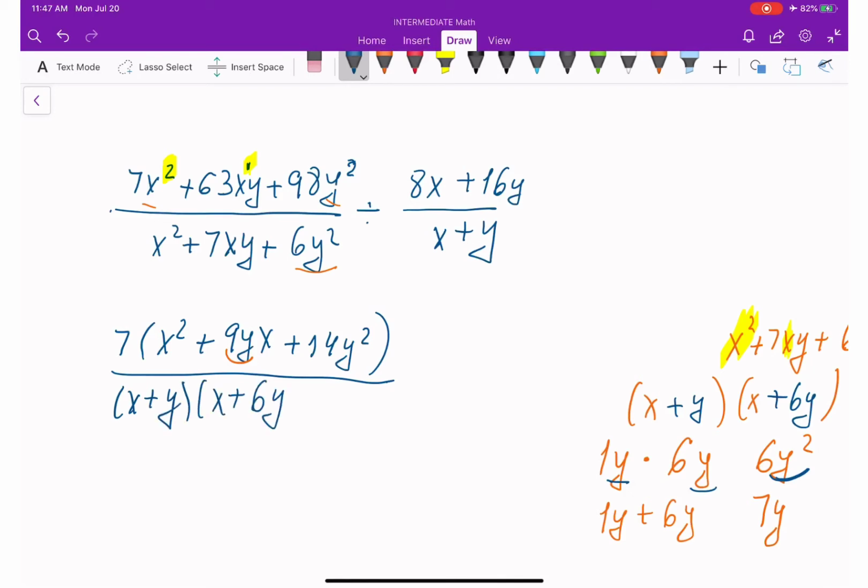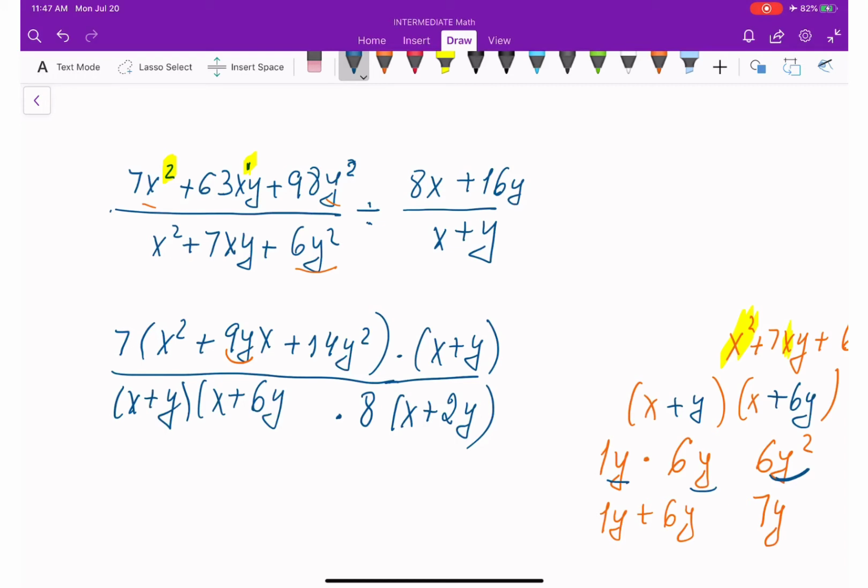All right, let's flip it. So x plus y comes on the top, right, because it's a division. And at the bottom I will have 8x plus 16y. Can I take 8 out? Common factor? Yes. X plus 2y. All right.